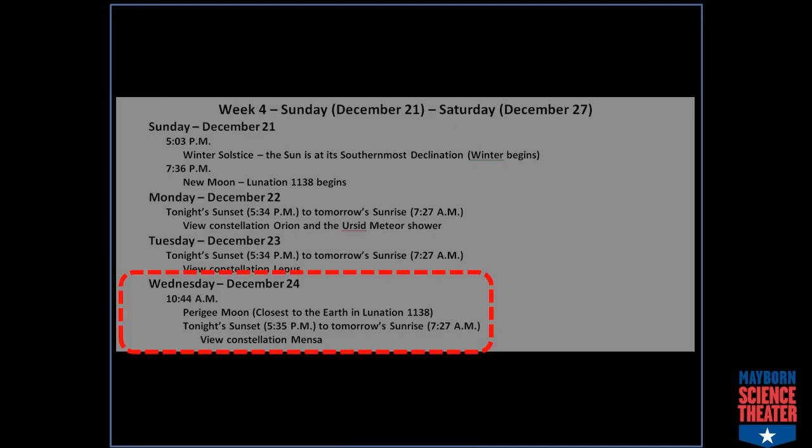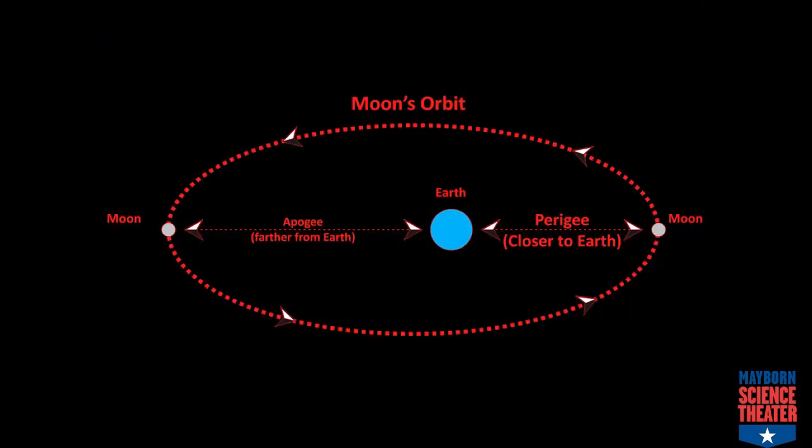Let's go on. We have now on the 24th what we call a perigee moon. Remember we had earlier in the month the apogee? Now we have the perigee. The way I remember between the two, I think when I get the word perigee, that the moon is perilously closer to the Earth. Remember, this is exaggerated. So we have the perigee and the apogee.